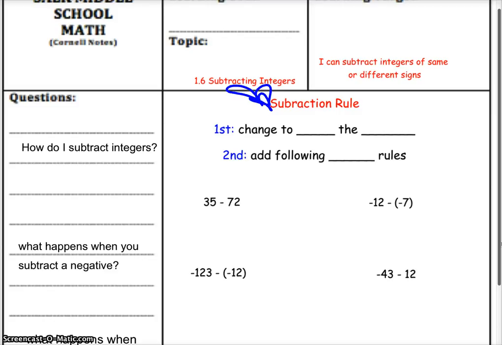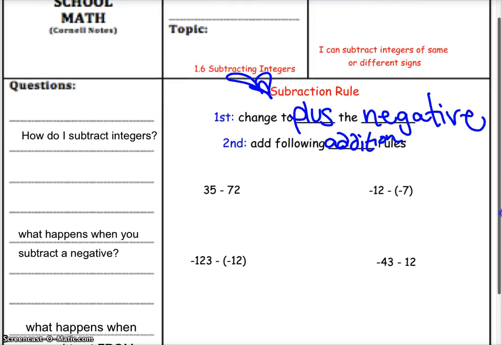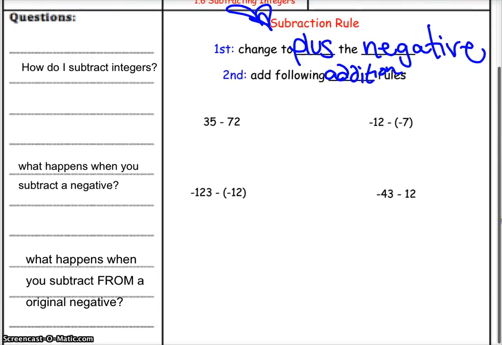The first thing you always do when you see a subtraction problem is change it to plus the negative. At first. I don't always change it that way, like 5 minus 3. I don't go 5 plus negative 3, but when it's bigger numbers, that's what you should really be doing. And then you add following the addition rules. So we don't have new rules for subtraction. We want to use our addition rules, and to use those, we have to turn it into addition.